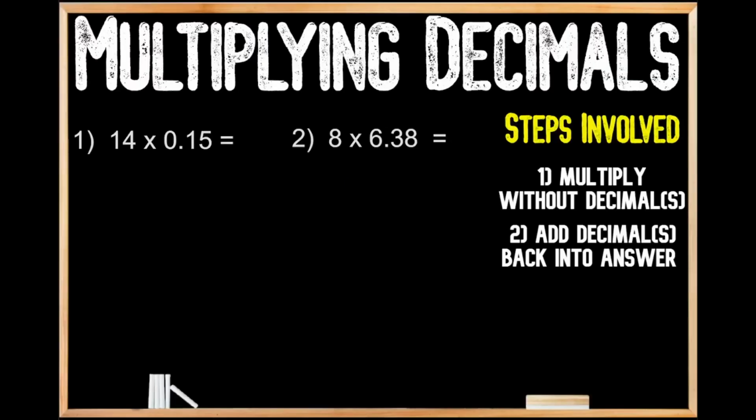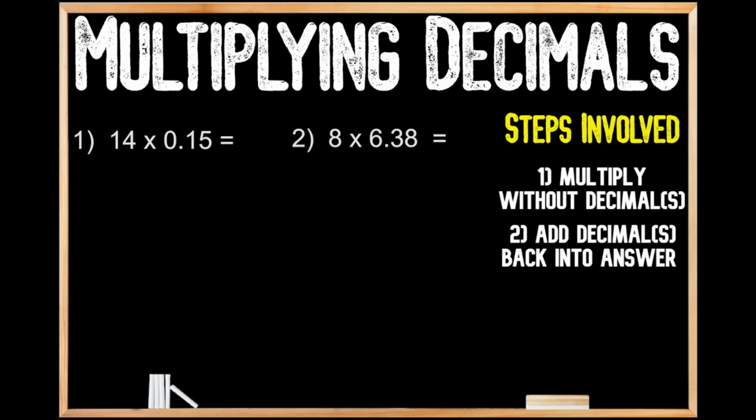Today we're going to be looking at how to multiply a whole number by a decimal. And by the end of this video, you'll know the steps involved when multiplying a whole number by a decimal. So let's get started. In question number 1, we're being asked to multiply 14 times 15 hundredths.